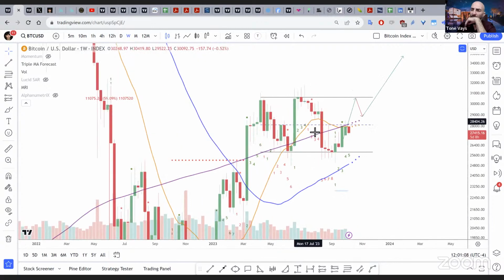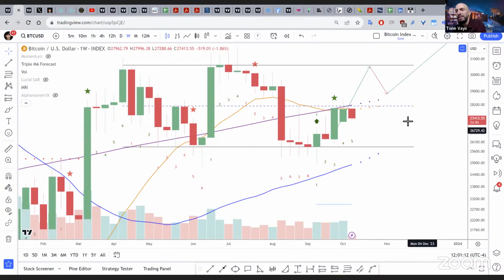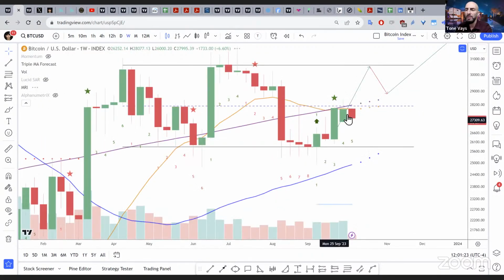And on the price action, it got rejected by the moving averages. I think this is not bad. There's still something wrong with this candle. I don't know what it is. There's something wrong with this weekly candle. The weekly candle starts on Monday. This is the Monday, October 2nd candle.